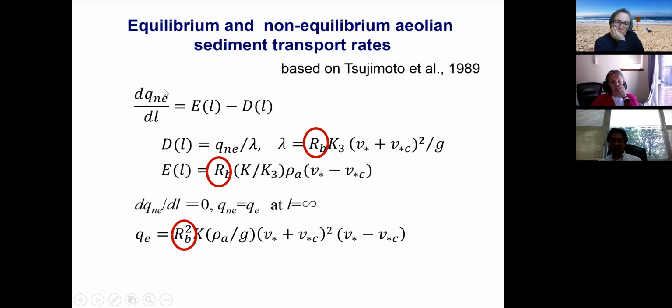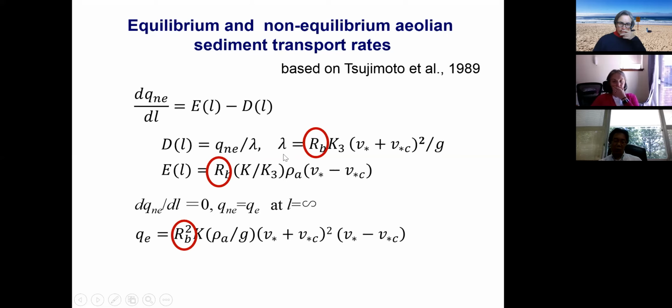And here, Q sub NE is the non-equilibrium aeolian sediment transport rate, and L is the distance. The change rate of the non-equilibrium aeolian sediment transport rate can be estimated from E, the pickup rate, and D, the deposition rate. And the deposition rate is expressed as the non-equilibrium aeolian sediment transport rate divided by the step length, or saltation length.